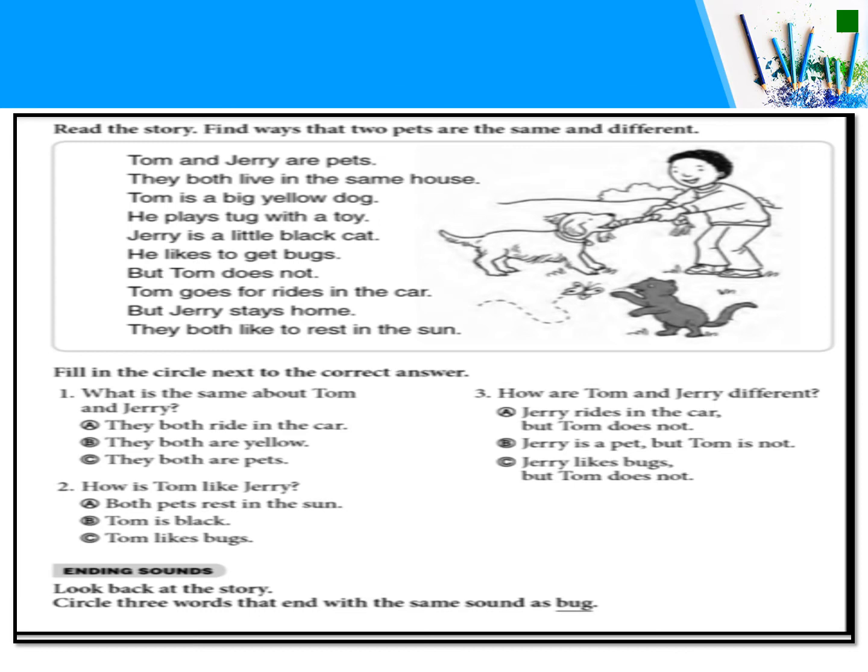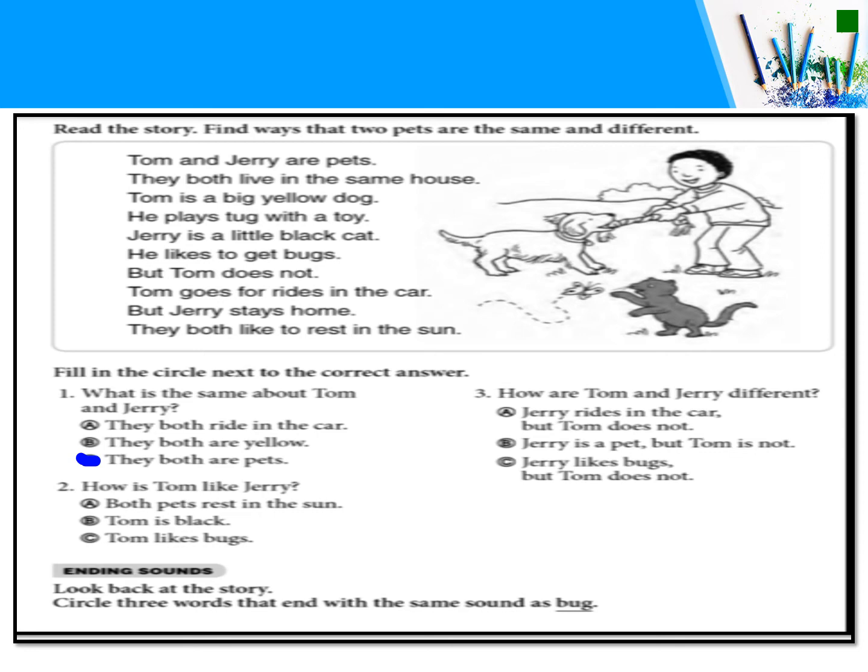Now we have found out the similarities and the differences between the two pets, Tom and Jerry. Let's read the questions and answer them. Circle or fill in the circle next to the correct answer. What is the same about Tom and Jerry? They both ride in the car. They both are yellow. They both are pets. So, same means similarities. What is similar here? They both are pets.